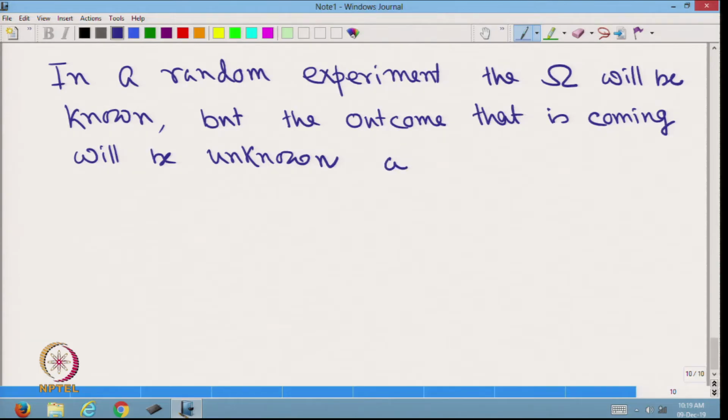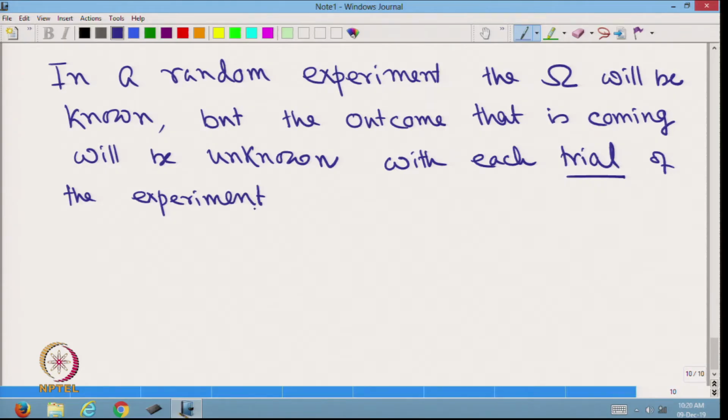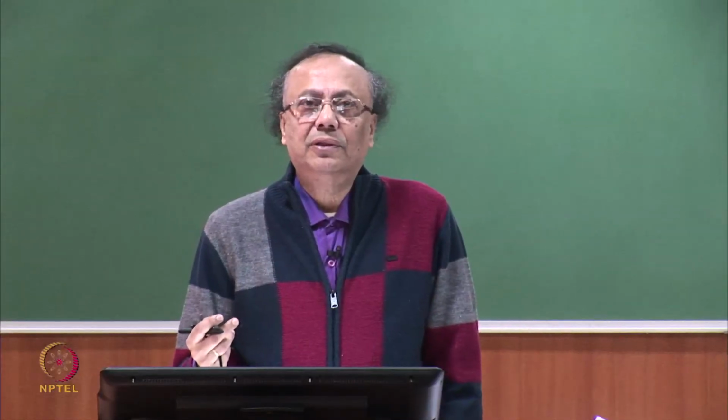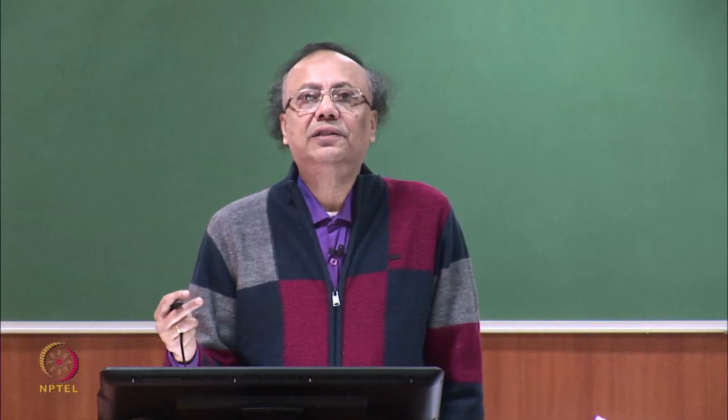with each trial of the experiment. Now, what is a trial? Each time an experiment is carried out, we call it a trial. So, if I toss a coin 3 times, then we mean there are 3 trials.